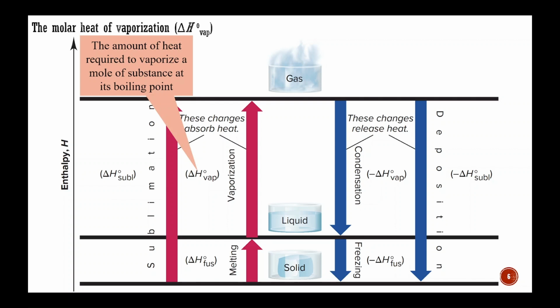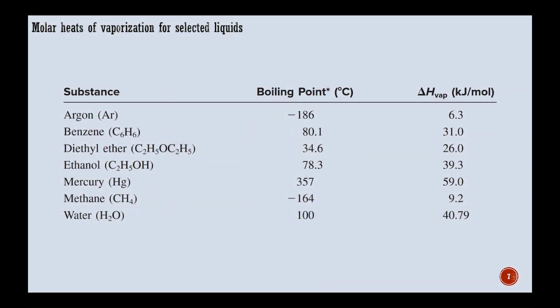Since the boiling point is defined in terms of the vapor pressure of the liquid, it is related to the molar heat of vaporization, the amount of heat required to vaporize a mole of substance at its boiling point. Indeed, the data provided in this table show that the boiling point generally increases as the molar heat of vaporization increases. Ultimately, both the boiling point and the molar heat of vaporization are determined by the strength of intermolecular forces.